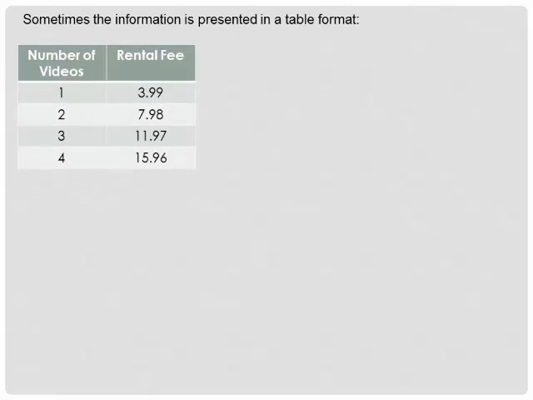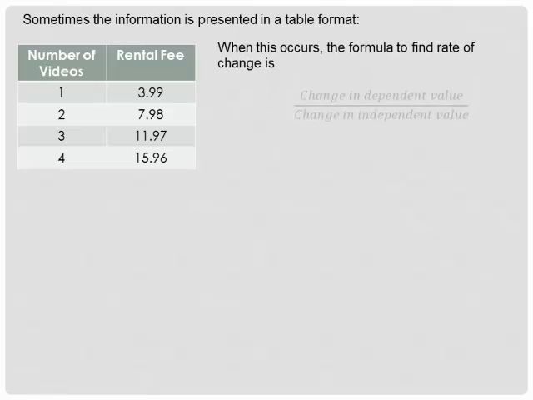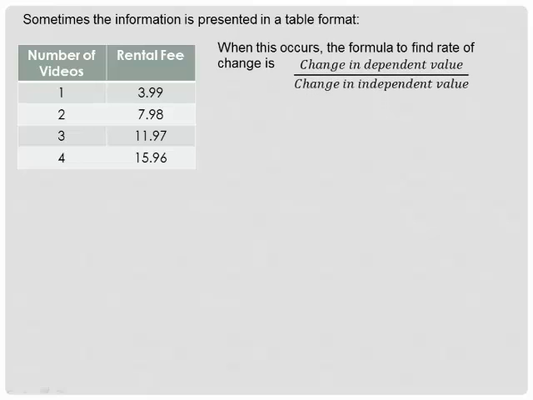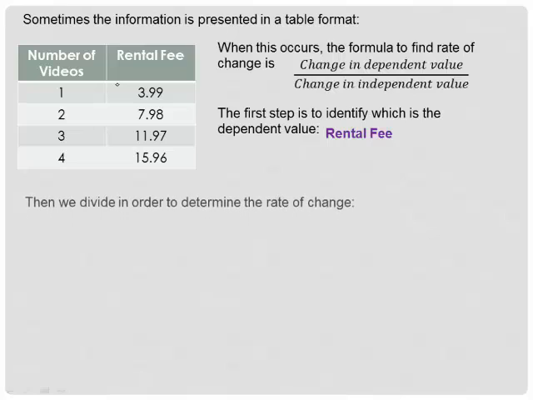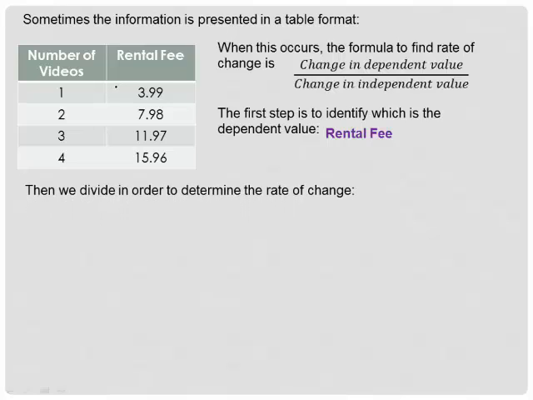Sometimes the information can be presented in a table rather than in a graph. So here we have an example, number of videos and rental fee. And the formula to find the rate of change is the change in the dependent value over the change in the independent value. So first we need to identify which is the dependent value. When we look at the number of videos versus the rental fee, one of these will depend on the other, and the one that depends on the other is the rental fee. How much you have to pay depends on how many videos you rent. So we can divide in order to determine the rate of change.